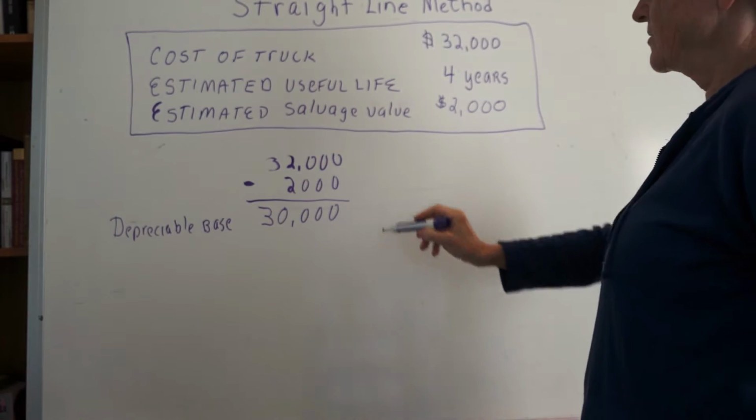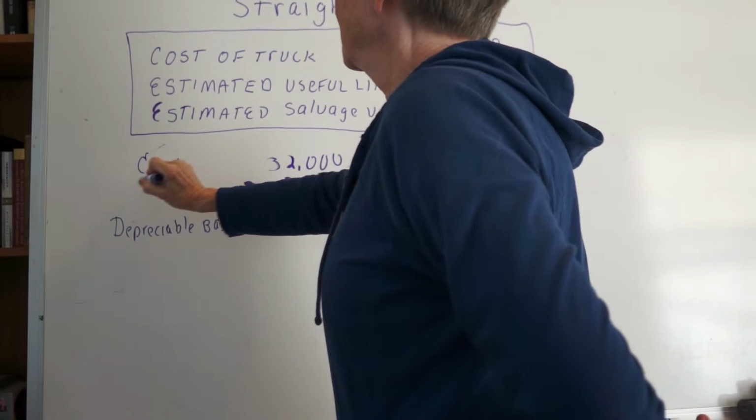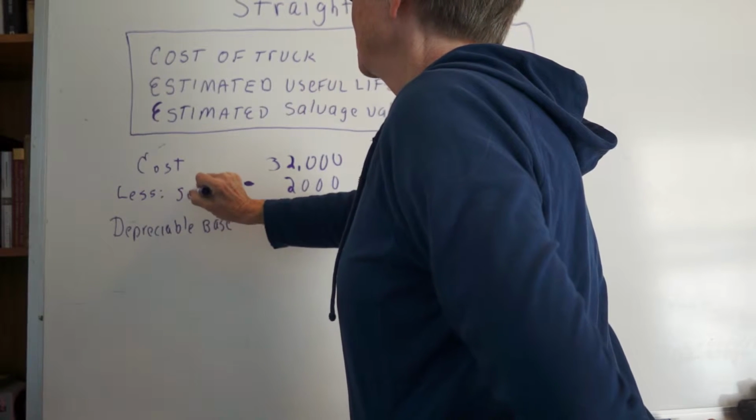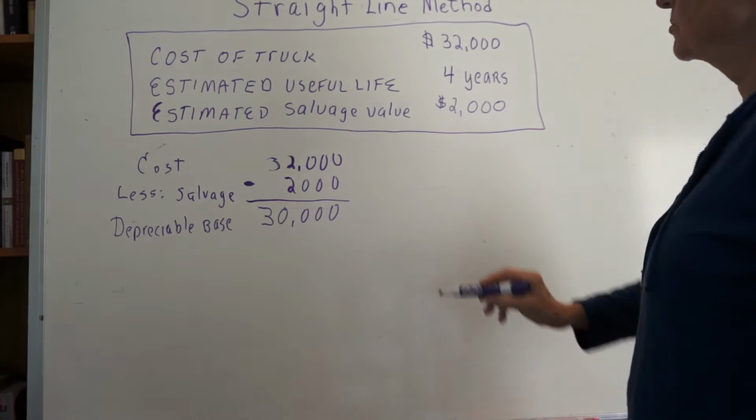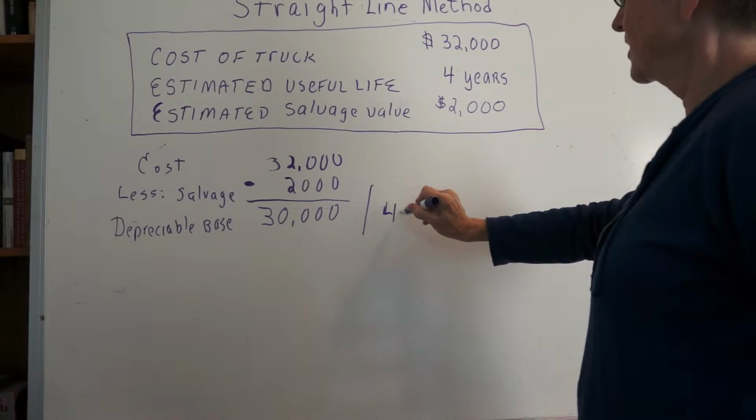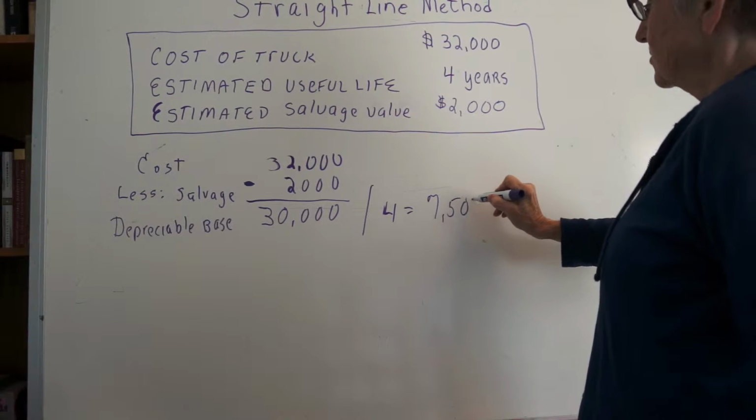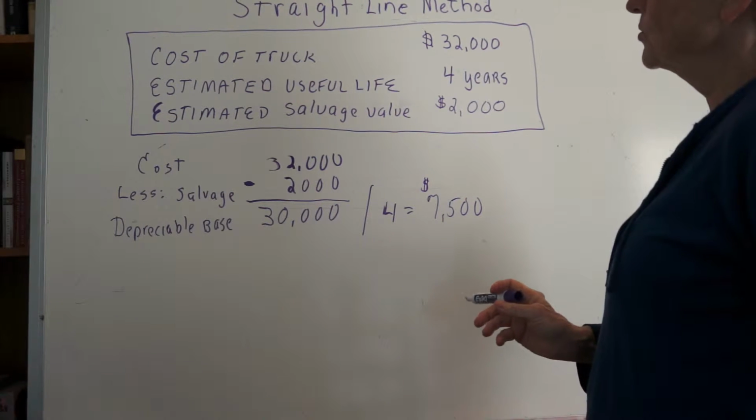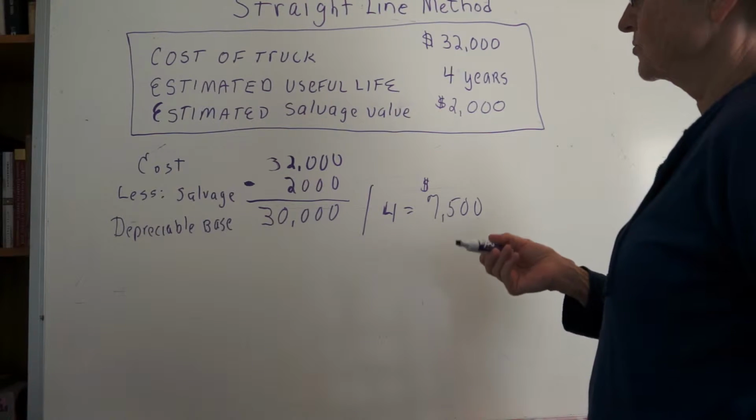Okay, so we have that. So we go cost less the estimated salvage, and that gives us the depreciable base. We simply divide that by how long we think the truck is going to last, and that would give us an annual depreciation expense of $7,500.